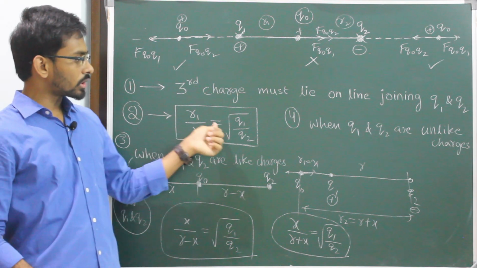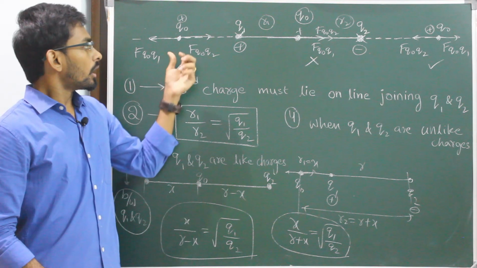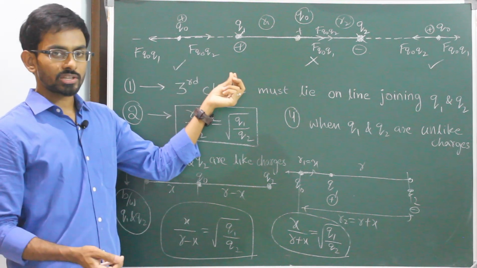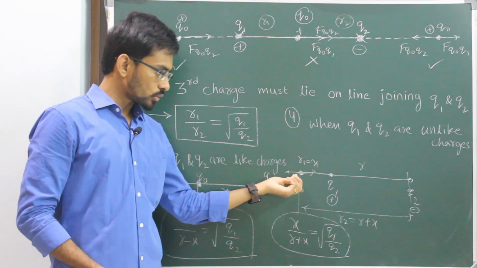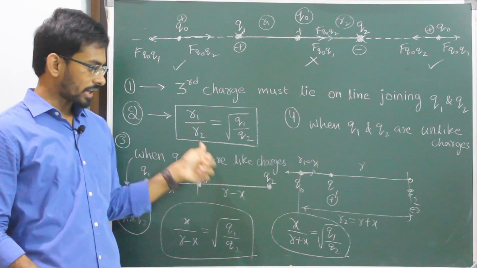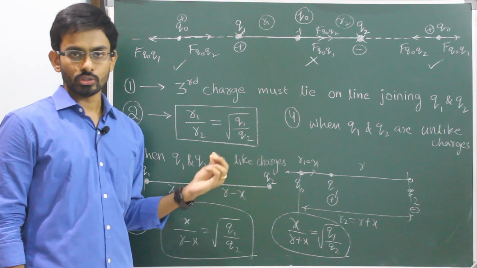As the ratio r1 by r2 is directly proportional to under root of q1 by q2, the equilibrium position has to be closer to the smallest charge. So we will cross check which one is smaller. From there we will take the situation and apply it in the second condition. Then we will get the value of x and we can locate the position of equilibrium.